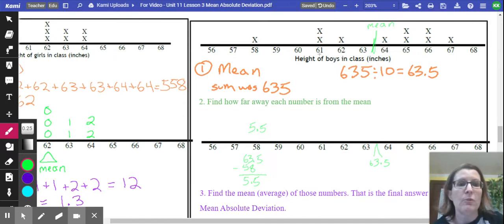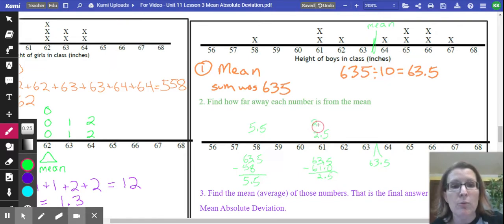So I do it for 61 as well. So I can do 63.5 minus 61, and I get 2.5. And I can check that. 61 is 1, 2.5, so 2.5 away from the mean, from 63.5. But notice there were two X's. That means there were two boys who were 61 inches tall. So there were two boys that were 2.5 away from the mean.